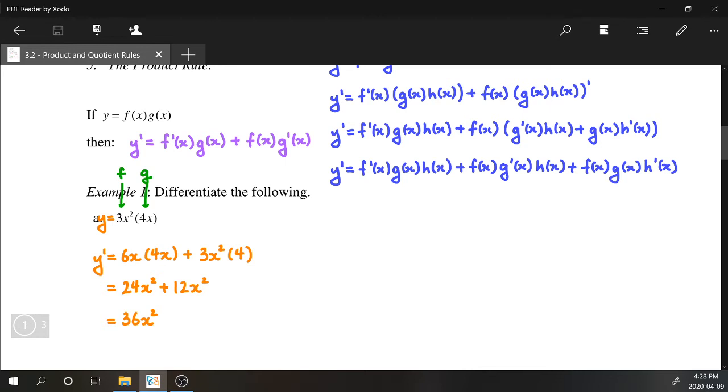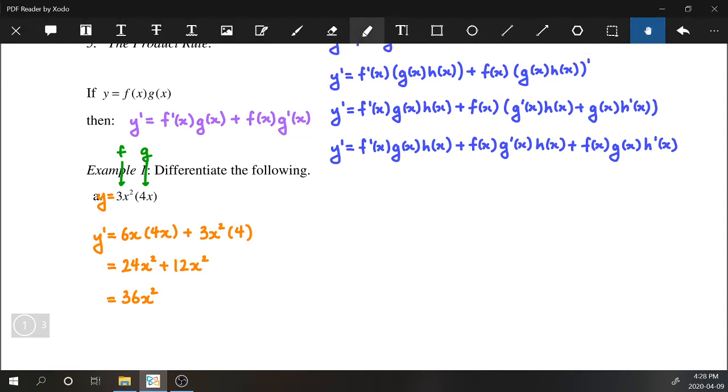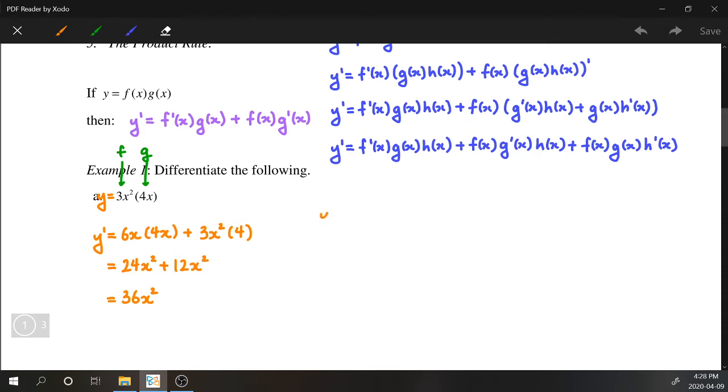Now you will notice that for these questions, you can actually just multiply things together and then take the derivative. So it doesn't necessarily make a lot of sense to use the product rule. The product rule is more useful when you have different kinds of functions combined together as a product. So let's say you have y equals, I don't know, x cubed times 2 to the x. Then you cannot simply multiply these two together, and that's when you're going to use the product rule. Okay.